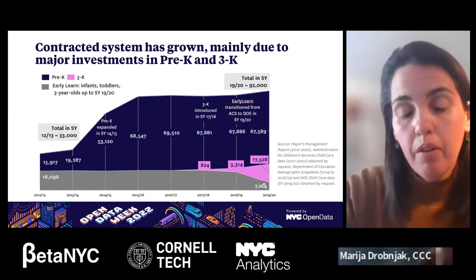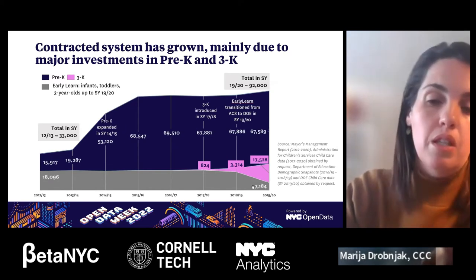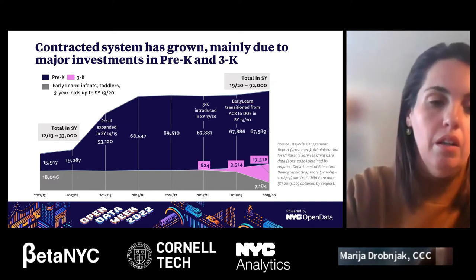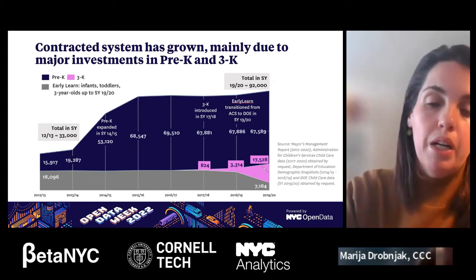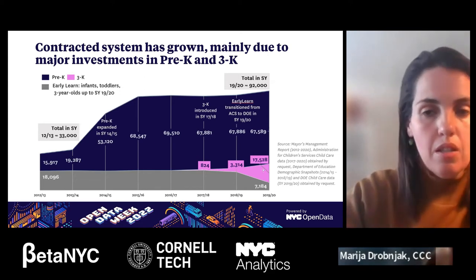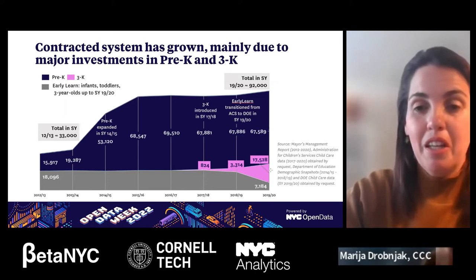So we see a drop of the gray portion of the bar of the chart, because these are now infants and toddlers who stayed in the Early Learn, and 17,000 and the entire purple part are now inclusive of 3-year-olds who are in these settings. So this is one detail. There is a lot on this chart, so I'm happy to answer any questions.